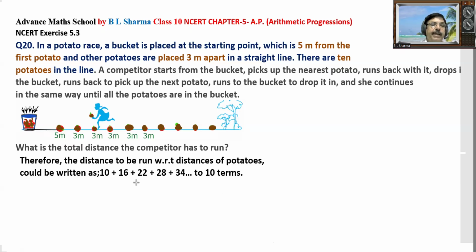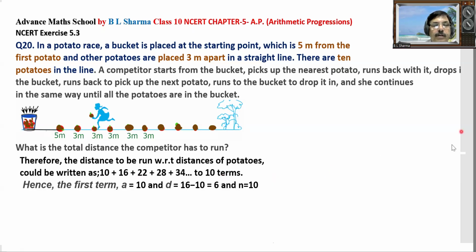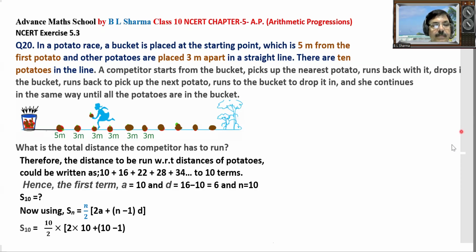Now this has become AP with the first term 10 and common difference 6. See. And number of terms, that is means the value of n is 10. So find out sum of n terms. So using the formula, Sn is equal to n by 2 into 2a plus n minus 1 into d. In place of n, you put 10, in place of a, 10, and in place of d, 6. Simplify and get answer.